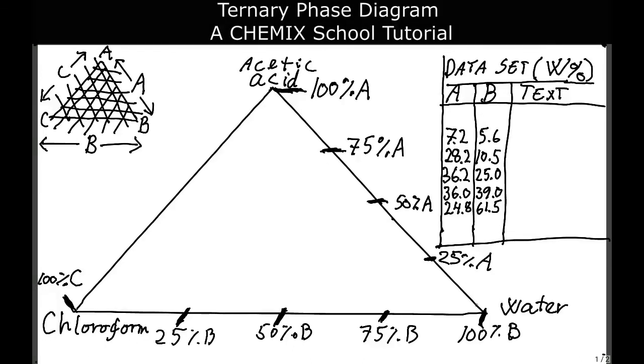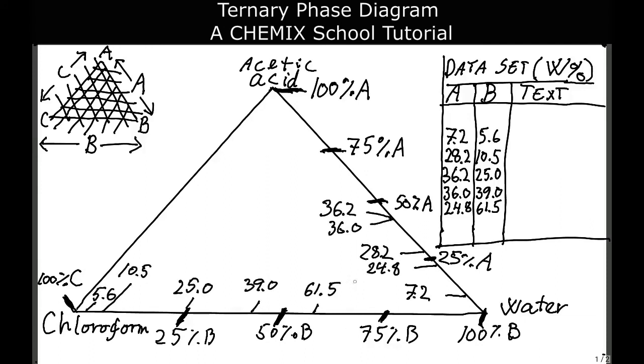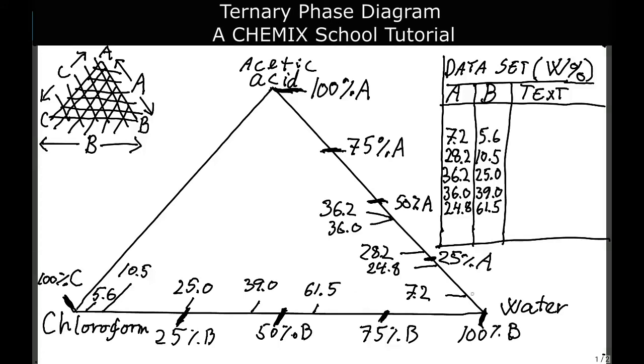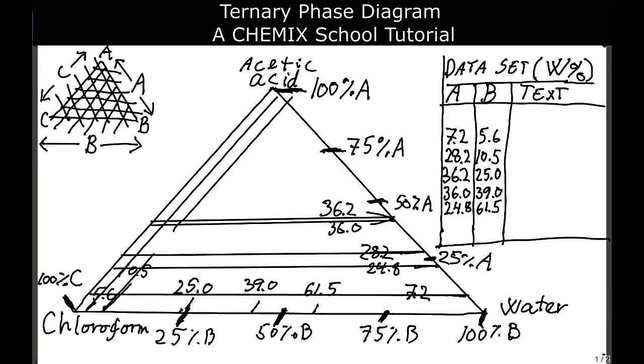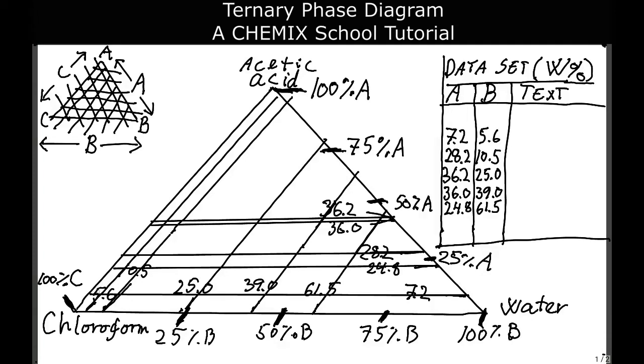As displayed here, the A and B axis are already marked in 25% intervals. We will now transfer the values in the data table to markings along the A axis and B axis in approximate positions. Before we can insert the data points, we have to prepare the diagram by extrapolating lines from our markings. Now it's time to insert the data points.